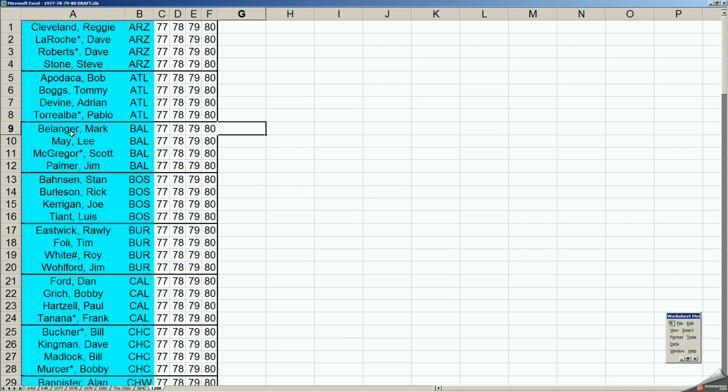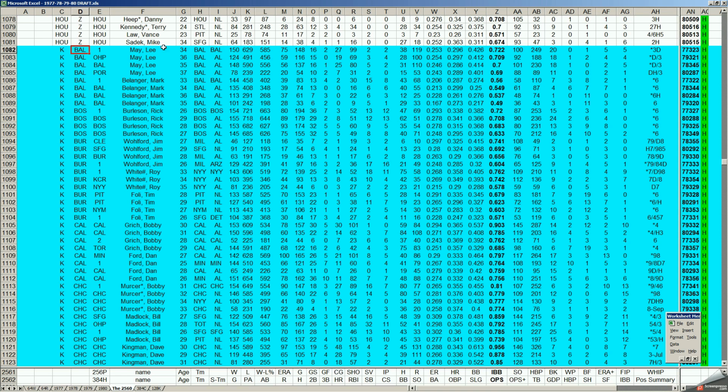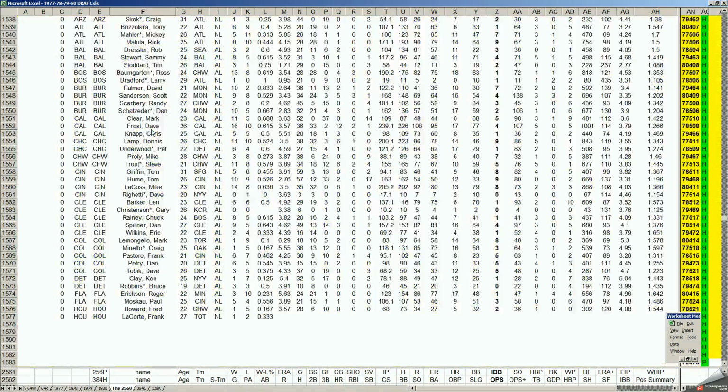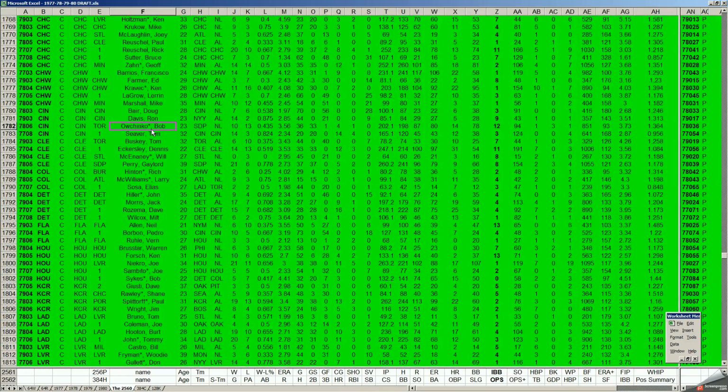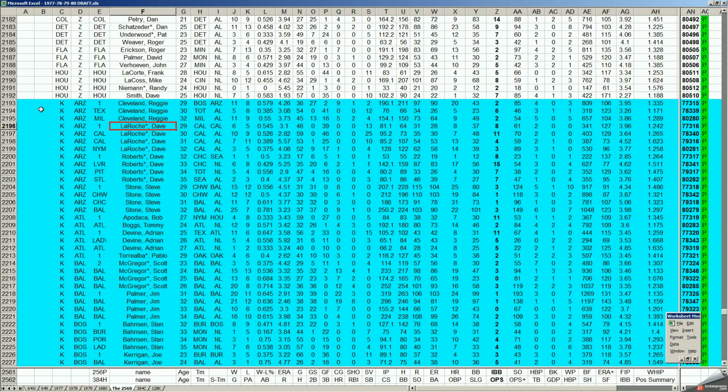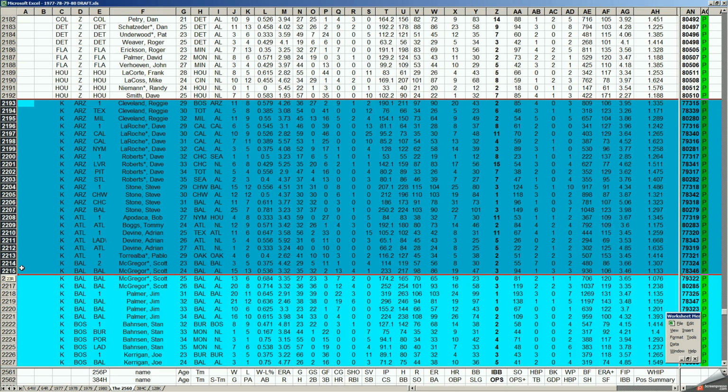And when we go to that, and you find it, here's Arizona and Atlanta: pitcher, pitcher, pitcher, pitcher. They are all pitchers. And in the case of Baltimore, 2 hitters, Belanger and Lee May, and 2 pitchers, McGregor and Palmer. So we saw Lee May and Belanger. Now I want to do the same thing in the pitching segment, and it should be the 8 Arizona and Atlanta pitchers, and then the 2 Baltimore pitchers.